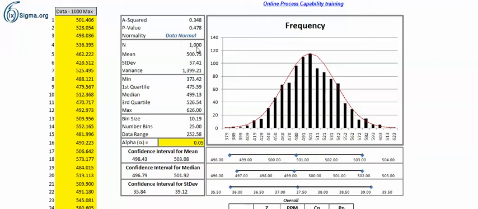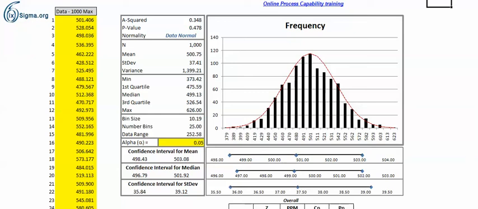It says I've got 1,000 data points with a mean of 500.75 and a standard deviation of 37.41. The min value in this data set is 373.42, and then the max is 626, and the difference between those two is my range, so that's 252.58.